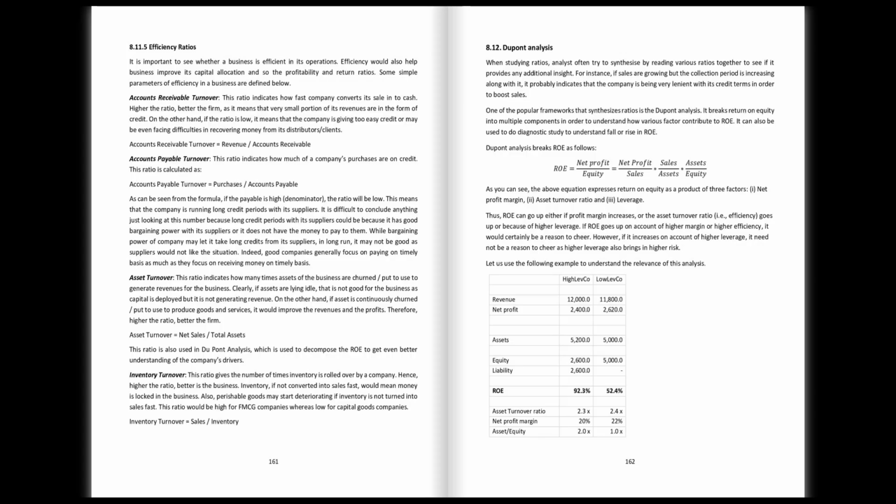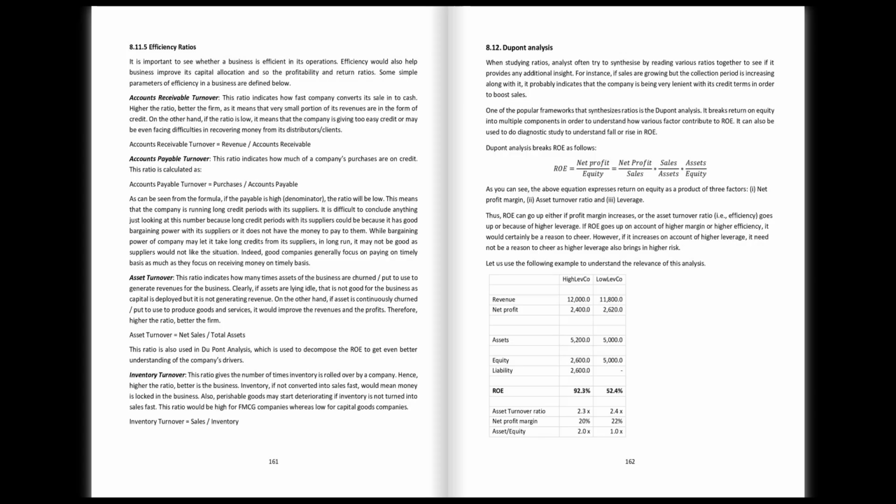This ratio is also used in Dupont analysis, which is used to decompose the ROE to get even better understanding of the company's drivers. Inventory turnover. This ratio gives the number of times inventory is rolled over by a company. Hence, higher the ratio, better is the business. Inventory, if not converted into sales fast, would mean money is locked in the business. Also, perishable goods may start deteriorating if inventory is not turned into sales fast. This ratio would be high for FMCG companies, whereas low for capital goods companies. Inventory turnover equals sales divided by inventory.